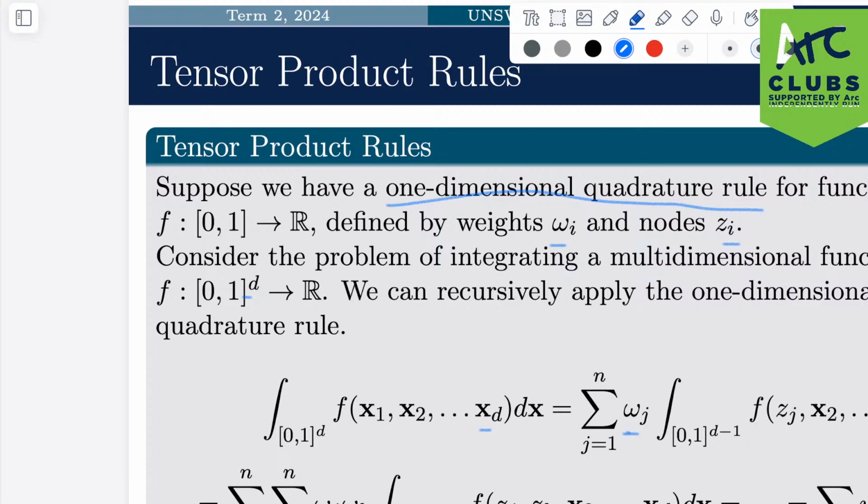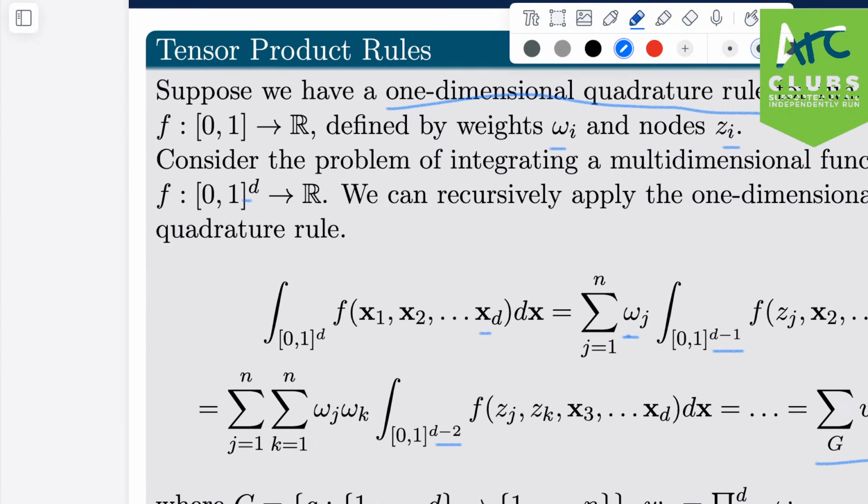And now I have d minus 1 dimensions to work with. And I apply the quadrature rule on x(d-1) again. And now I have d minus 2 dimensions to work with, until you converge to something like the sum of capital G, wg, f(xg). And the number of terms in the summation is n to the power of d, which is quite intuitive to understand, right? Because you have d dimensions, and in each dimension you have n points, so you just do n times n times n until you get n to the power of d.